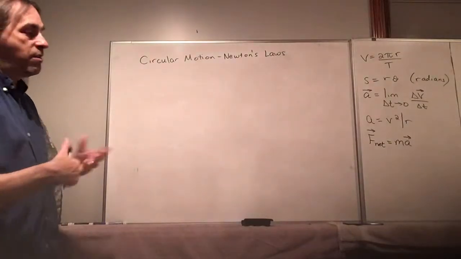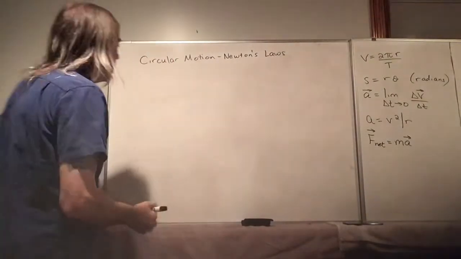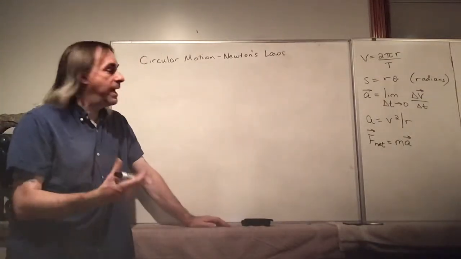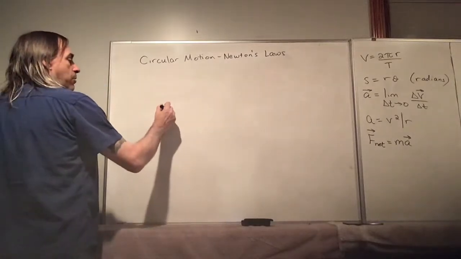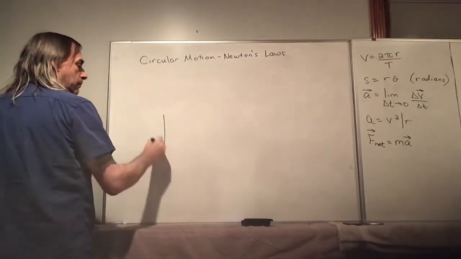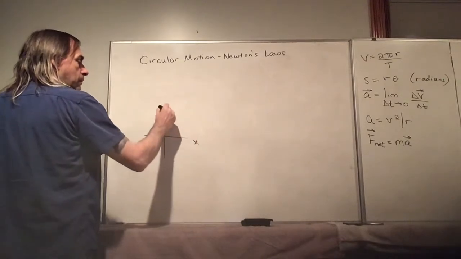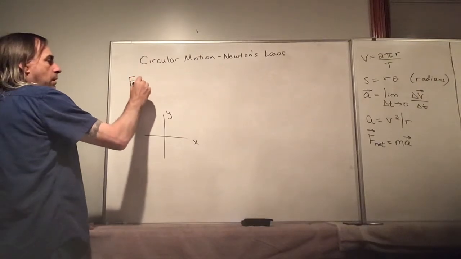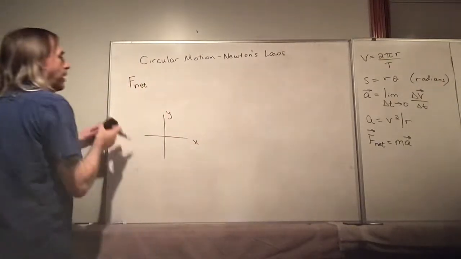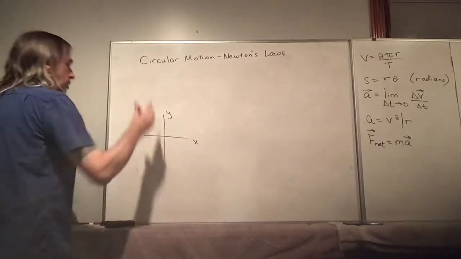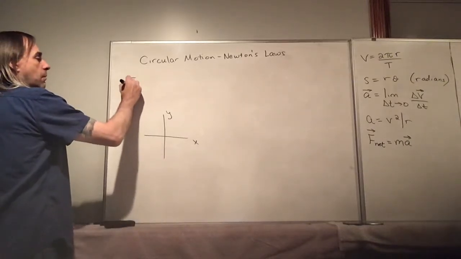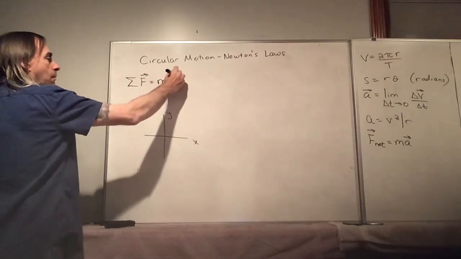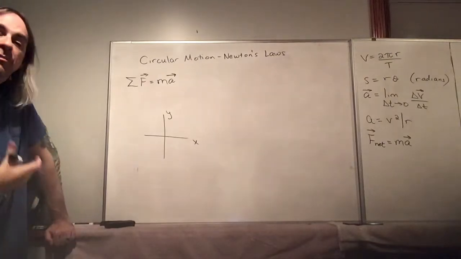So what we've been doing in chapter 4 is we introduce a coordinate system. So we have an object and we make an XY coordinate system. And what we have is F net. We'll use sigma notation. So that's Newton's second law.